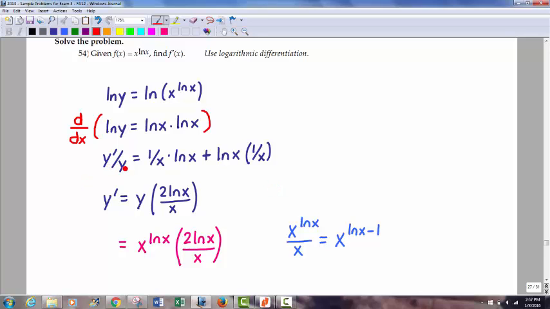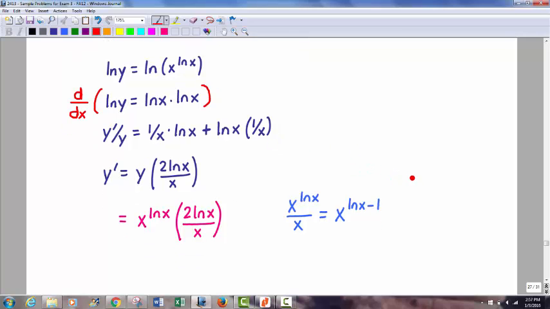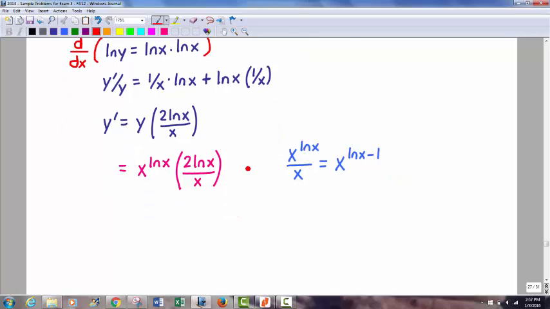So we bring the y up and over, and then we replace the y with what the original function is, x ln of x. So you have x ln of x times 2 ln of x over x. I'm just mentioning here that this would be perfectly fine right here, but just in case, you could combine those x's by the properties of exponents. So x ln of x divided by x to the first would be the same thing as x to the ln of x minus 1, just because of the properties of exponents.